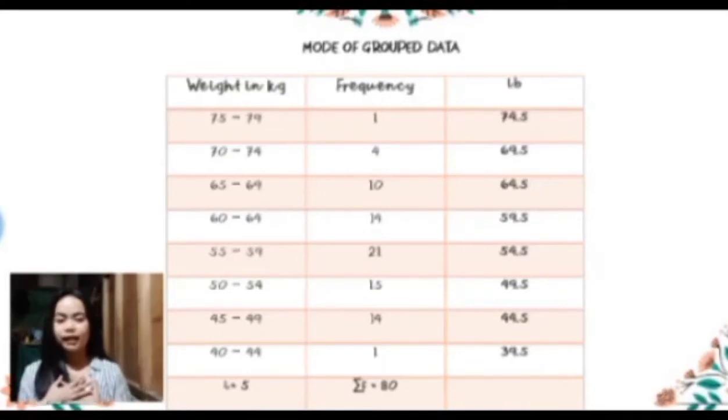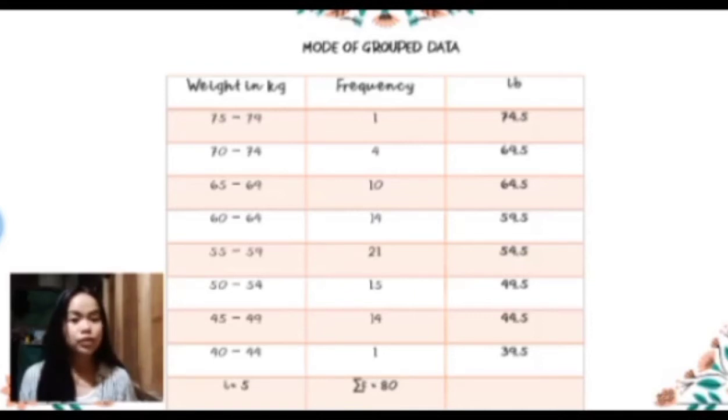I am Arjan Valiata Katubig, and I am assigned to explain the mode of grouped data. So we have here the weight in kilograms: 75 to 79, 70 to 74, 65 to 69, 60 to 64, 55 to 59, 50 to 54, 45 to 49, and 40 to 44. We have here our class interval, 5, and the frequencies 1, 4, 10, 14, 21, 15, 14, and 1. The total of our frequency is 80.